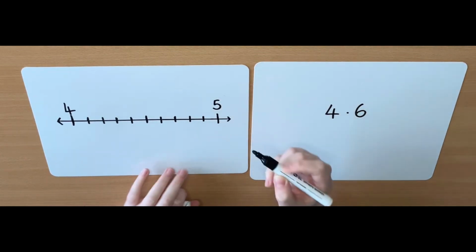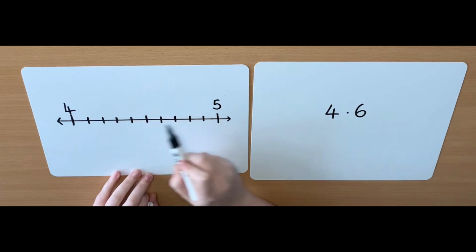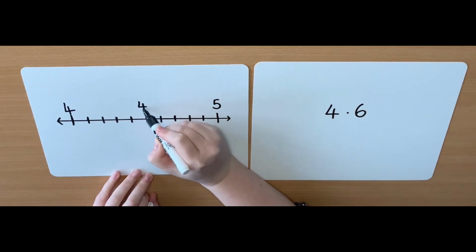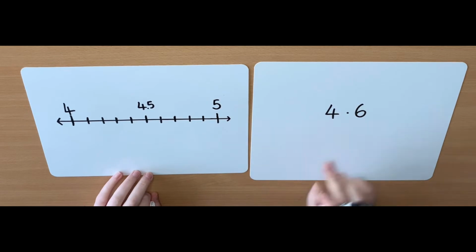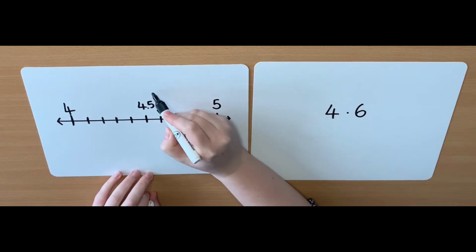Next, I'm going to identify halfway between these whole numbers. So using my prior knowledge, I know that a half is 0.5. So in this case, halfway between 4 and 5 is 4.5. Now I'm going to use this to locate 4.6 on the number line and mark it with an arrow.